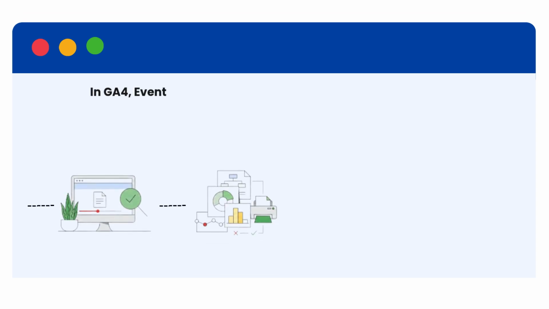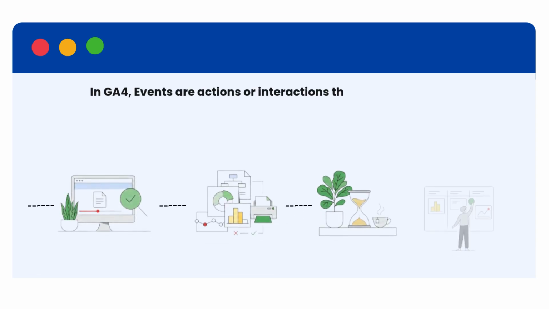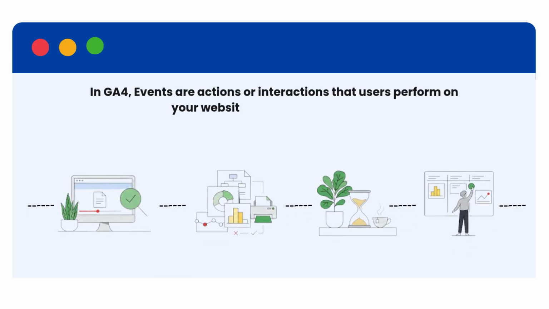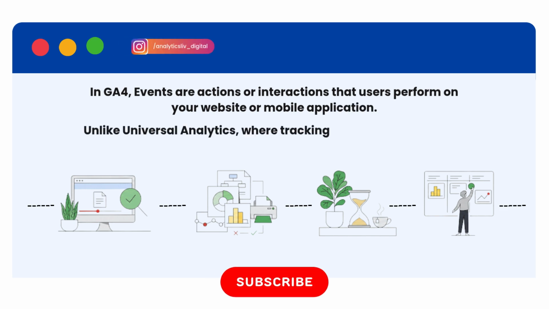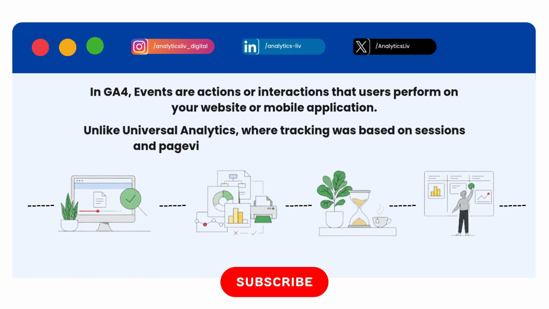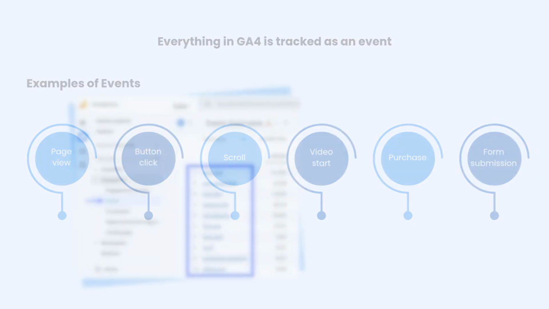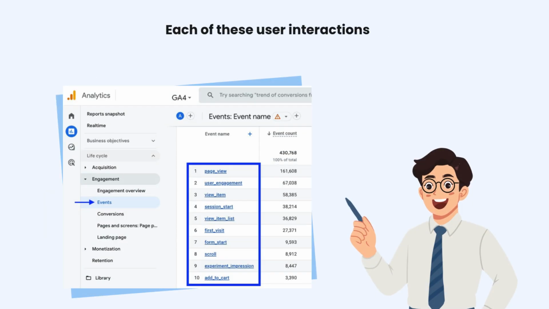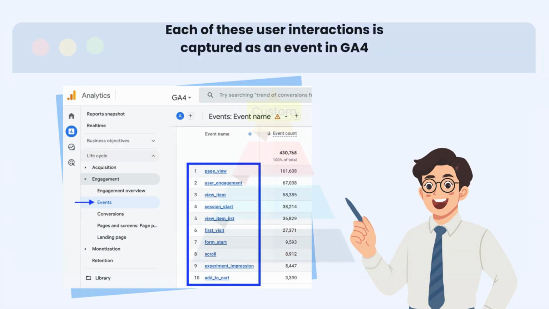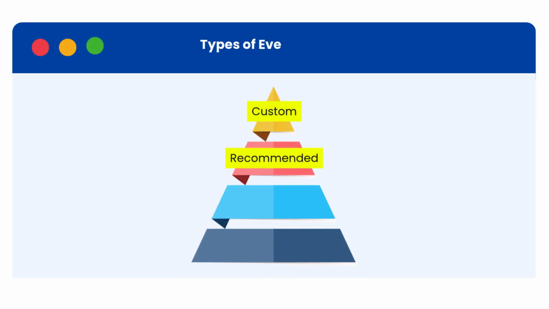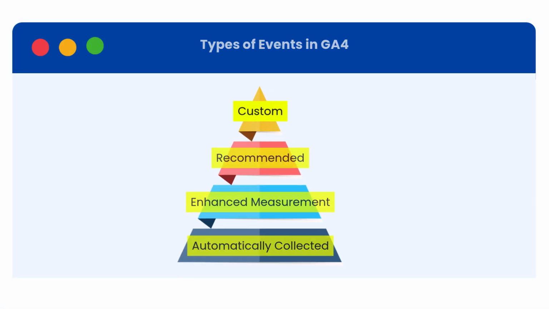In GA4, events are actions or interactions that users perform on your website or mobile application. Unlike Universal Analytics, where tracking was based on sessions and page views, GA4 is completely event-based. Everything in GA4 is tracked as an event. Examples of events. Each of these user interactions is captured as an event in GA4. Types of events in GA4.